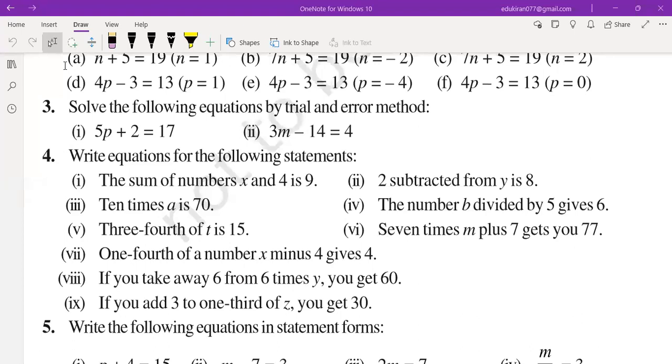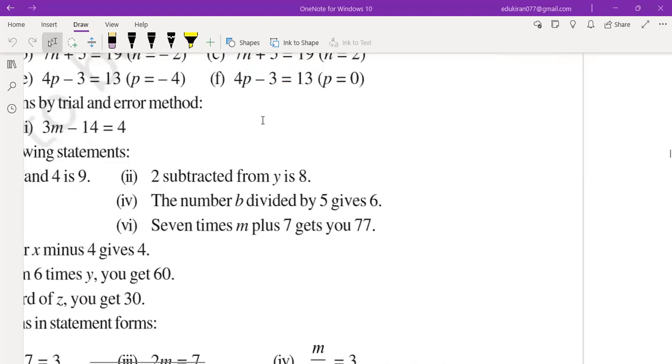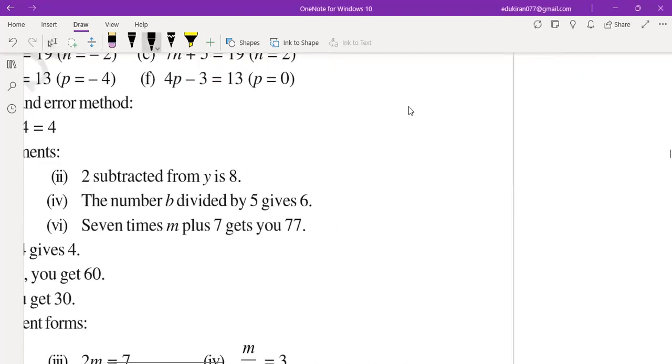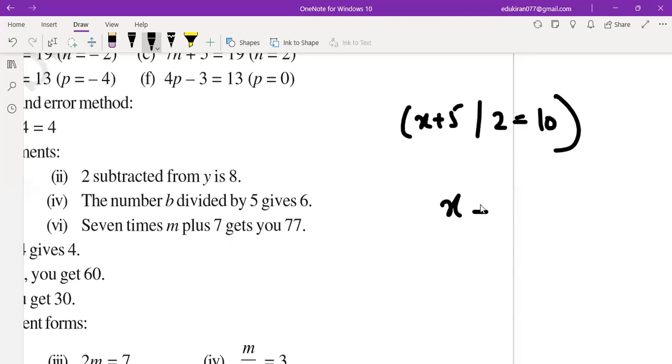Yes, ma'am, I got the question. Ma'am? Yes, tell me. Bracket open, and then x plus 5 slash 2 is equal to 10. The bracket is closed after 10. Okay, so you will do it like this: x plus 5 plus 2 equals to 10.